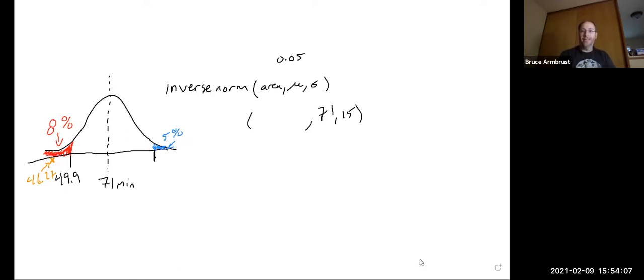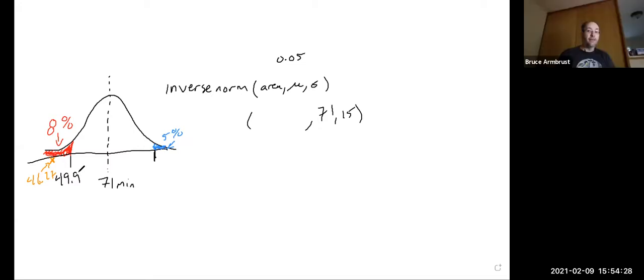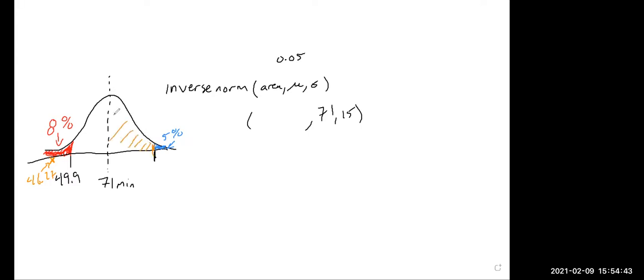Okay, so the same question then is, how can we adjust this so that whatever number I put in here actually does give me the value of interest? Does anybody see what we can do? Would you use the inverse of 0.05? Not the inverse, but you're on the right track. How about this? Remember what we're looking at is the area below that. That's what inverse norm tells us. So what's the area below that number?